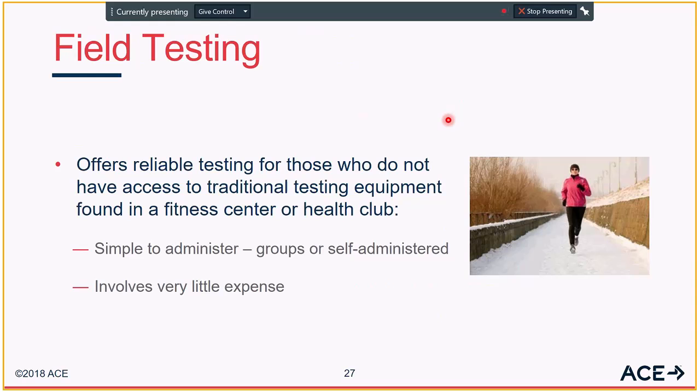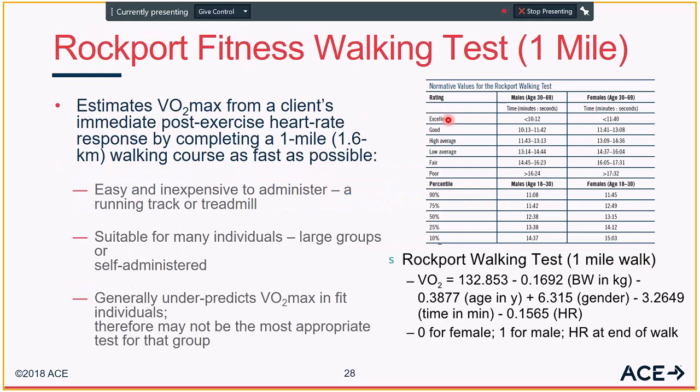Field testing, so think of running outside for field testing. That's very popular, so this is another method that you would use. A very popular one would be your Rockport fitness walking test.